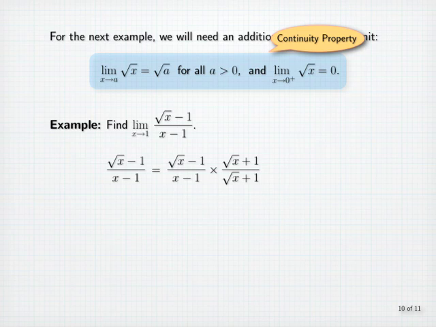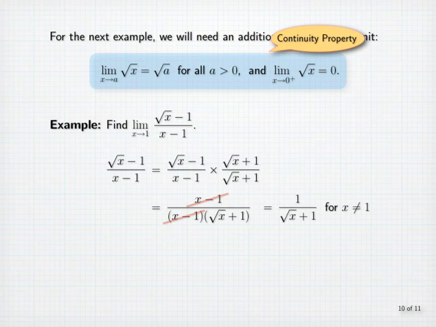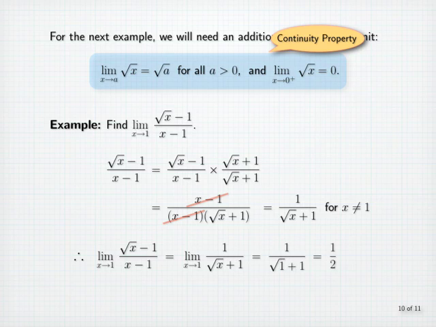That gives us x minus 1 in the numerator, and the denominator is x minus 1 times the square root of x plus 1. We can now cancel the x minus 1's, and we're left with 1 over the square root of x plus 1 for all x not equal to 1. Therefore, these functions have the same limit as x approaches 1, and it's easy to see that this limit is 1 over the square root of 1 plus 1, or 1/2.